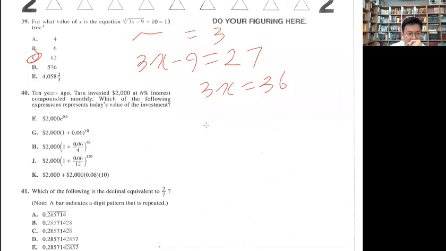Next is 12. And 10 years ago, Tara invested this much at this following represent investment. So you have to remember principal times 1 plus interest rate, which is, let's say, x over how many times you're getting the interest, which is in this case monthly. So over how long, which is how many years times.